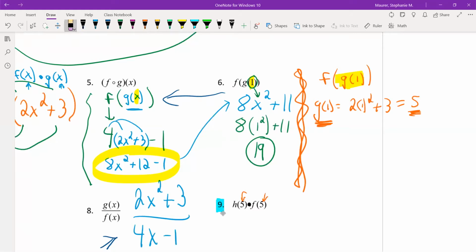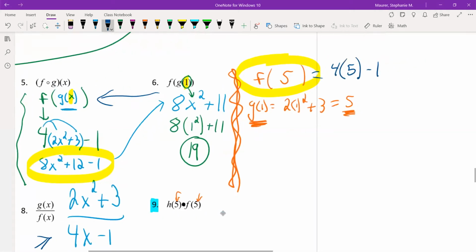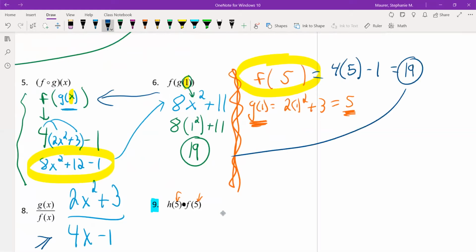So if I know that g of 1 is 5, let's come up here and replace that with a 5. And now the only question I'm being asked, putting aside what they originally asked us for, is finding f of 5. So let's go to the f function. That's 4x minus 1. We plug in a 5 and we solve. Well, 4 times 5 is 20, minus 1 is 19. So you see here, it does end up giving you the same answer.